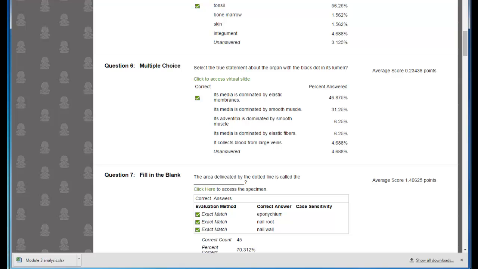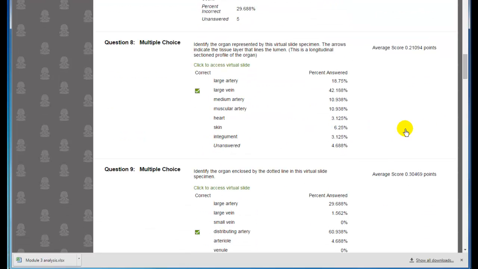Would be number 8. So number 8 here is identify the organ represented by the virtual slide specimen. Well, we indicated that the arrows indicate the tissue layer that lines the lumen, and we told you this was a longitudinal section profile. That's the other thing to remind you of when you are going through a test. Slow down and read the question carefully.